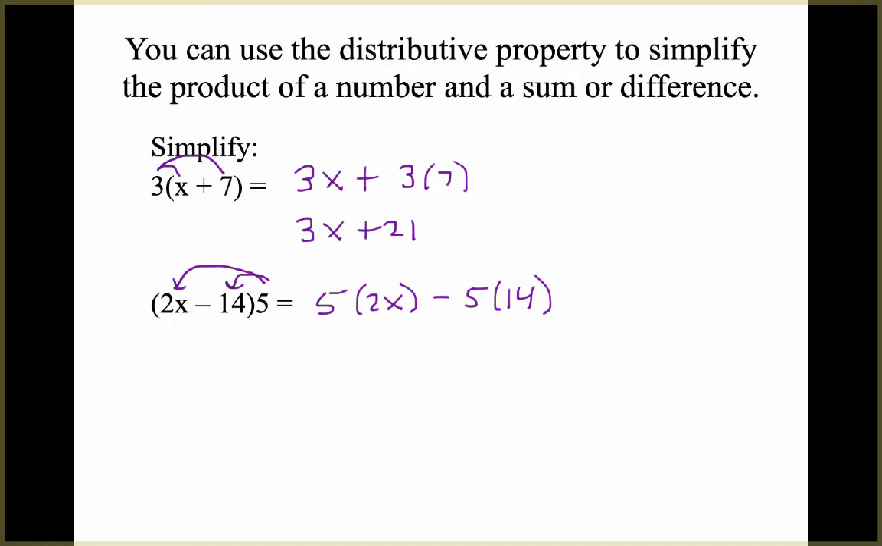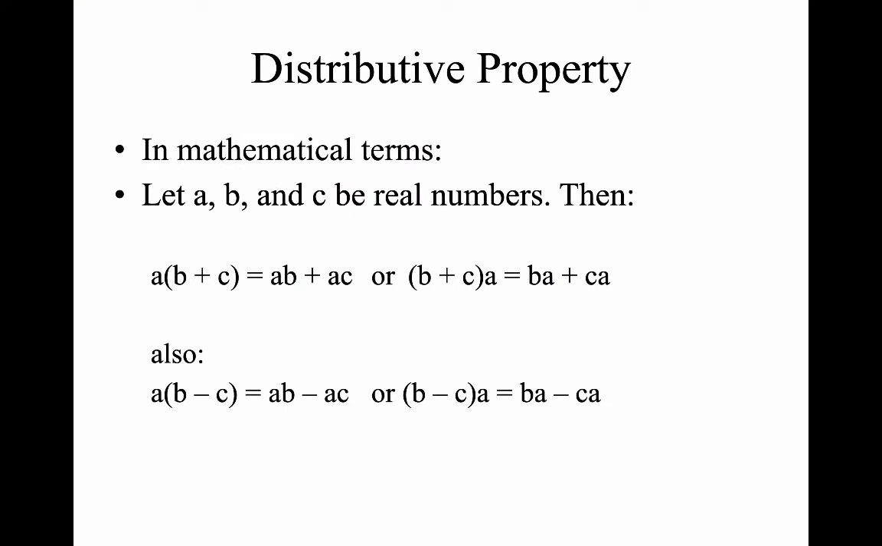Now we can simplify. We have 5 times 2x, which is 10x. And we have 5 times 14, which is 70. So we have 10x minus 70. This is an example of how we use the distributive property to simplify expressions. And when we talk about simplifying, we want to get rid of parentheses. We want to make it in the most simple form where we aren't having to use all these different grouping symbols.